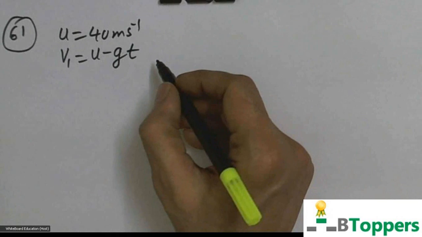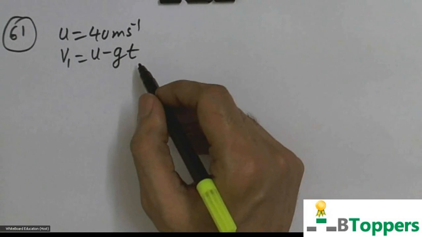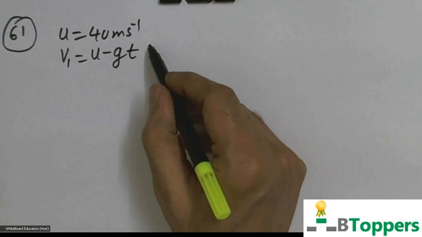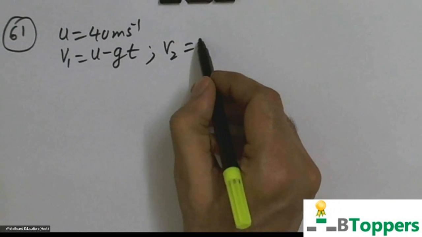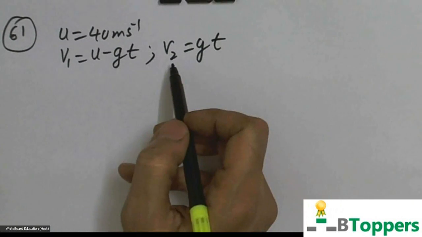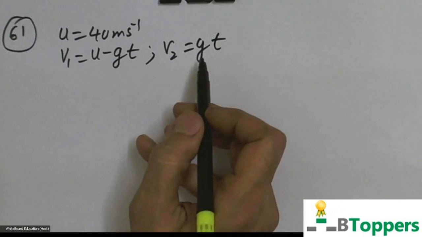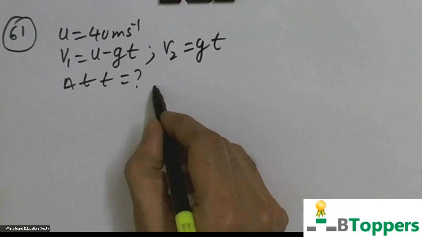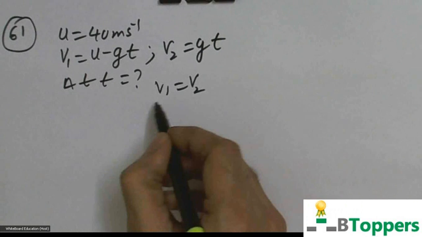So using the equation V equal to U plus AT for the first body, you get V1 equal to U minus GT. The second body is dropped from a height h. So the magnitude of velocity of the second body, which is falling freely under gravity for time T, is equal to GT. So you have to find the time after which their velocities are equal in magnitude. V1 becomes equal to V2.